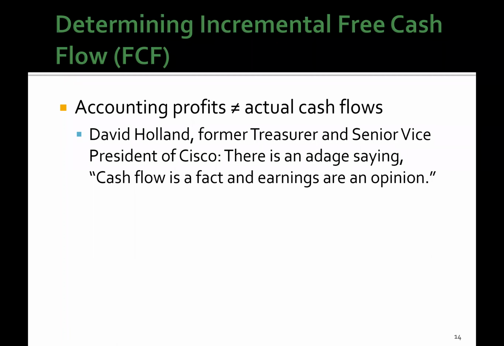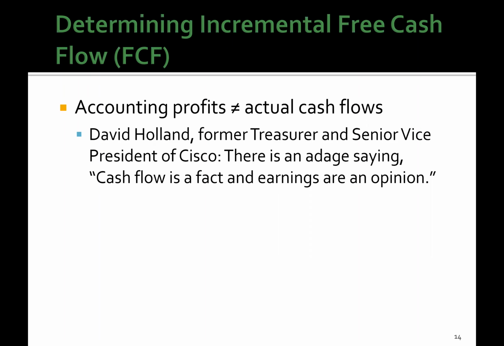So we've calculated incremental unlevered earnings, but from the finance perspective, what we want to know is what the actual cash flow associated with the project is expected to be. And accounting profits are not actually really equal to actual cash flows. David Holland, the former treasurer and senior vice president of Cisco, has been quoted as saying, cash flow is a fact and earnings are an opinion.